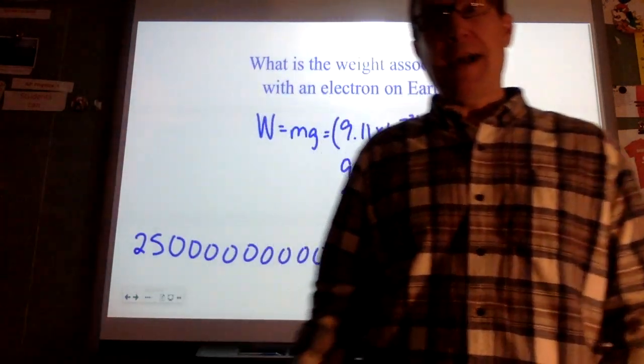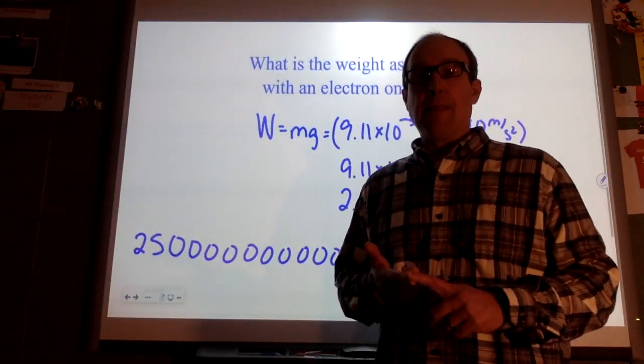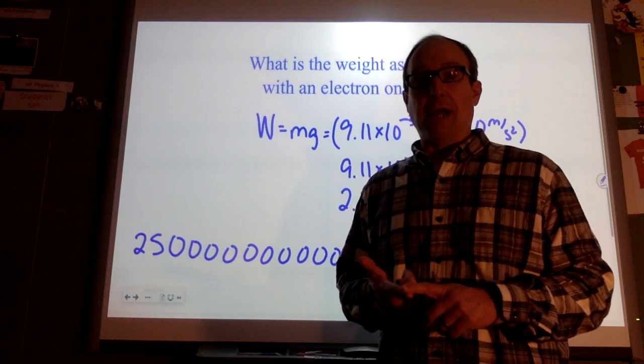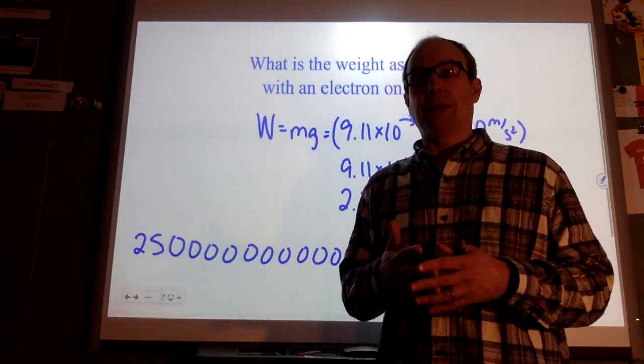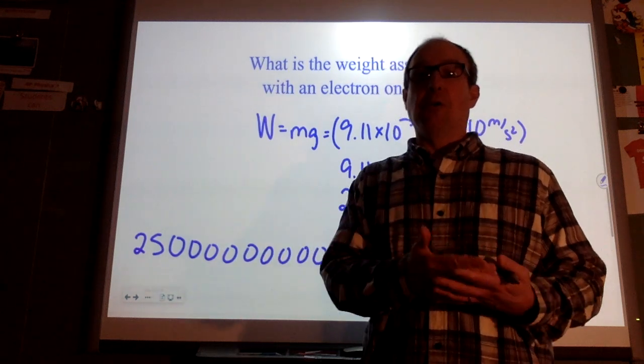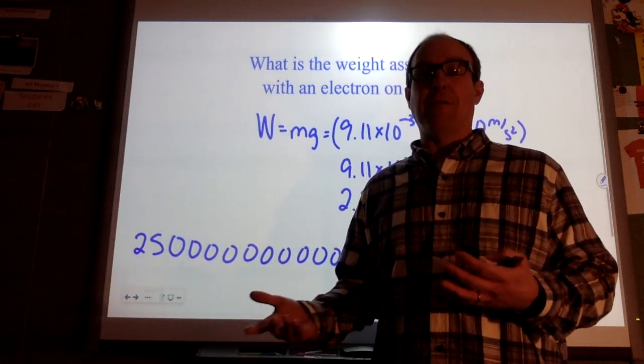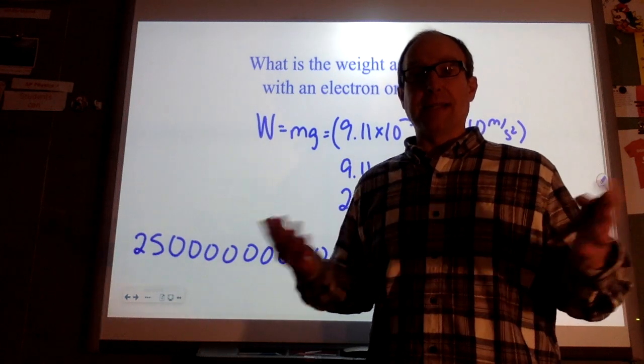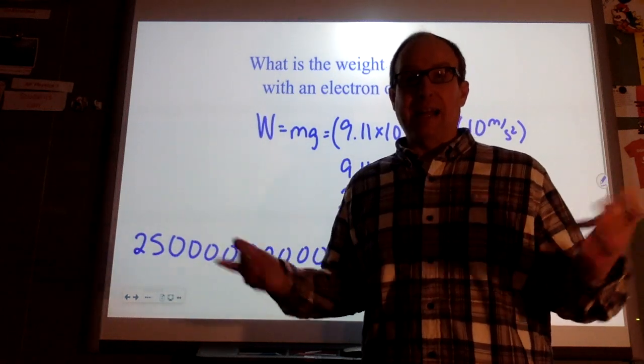Now, gravity does have one thing working for it, and that's that it's all in one direction. So everything is being attracted to everything else with mass, unlike the electrostatic force, which is both attractive and repulsive, and overall, most things have the same amount of charge. There's a lot of canceling out.